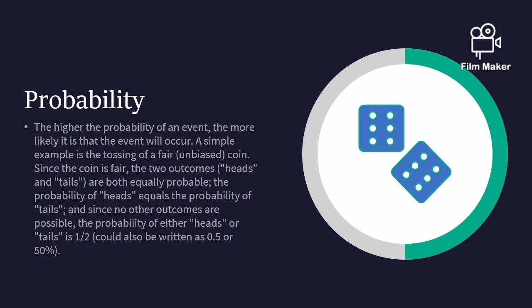A simple example is the tossing of a fair coin. Since the coin is fair, the two outcomes, heads and tails, are both equally probable. The probability of heads equals the probability of tails. Since no other outcomes are possible, the probability of either heads or tails is 1/2. It could also be written as 0.5 or 50%.